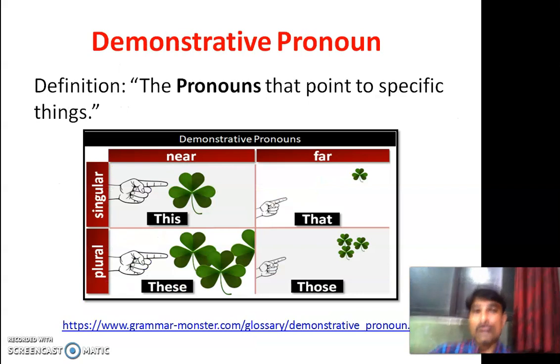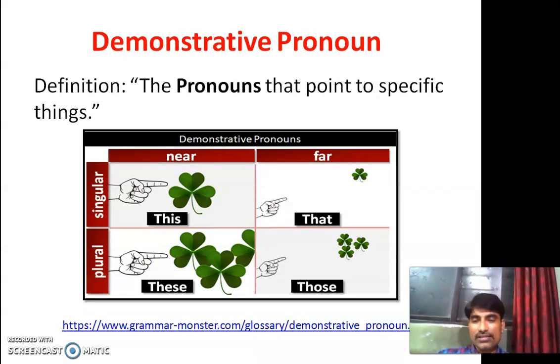The next one is demonstrative pronoun. The title says demonstrative. Demonstrative means to point out something. So the pronouns that are used to point out something specific, these are demonstrative. This is very easy to understand. The only problem is that we should be able to understand the singular and plural form of this. As you can see in the slide, this, that, these are singular. These, those, these are plural.